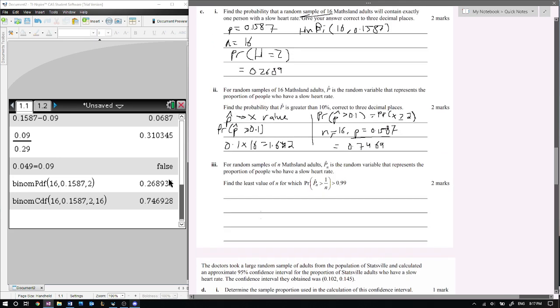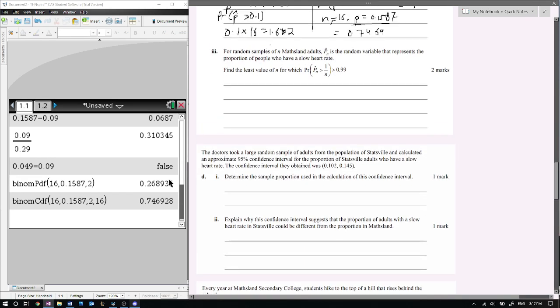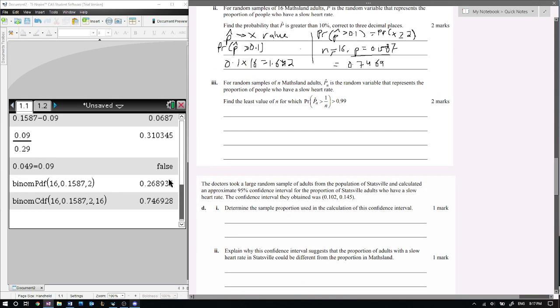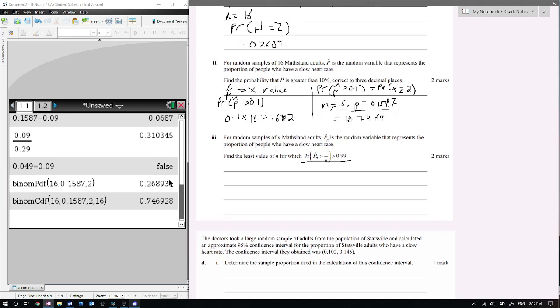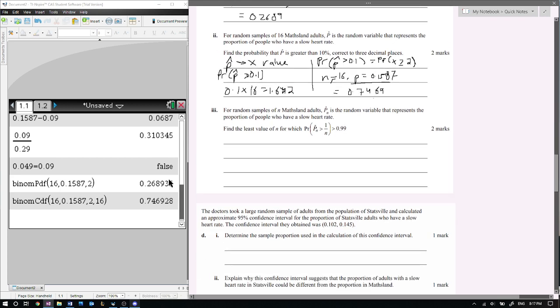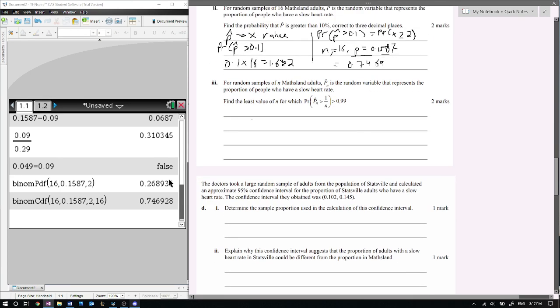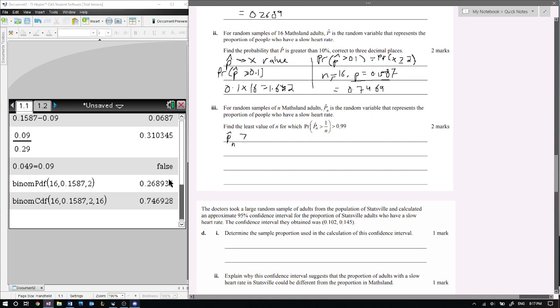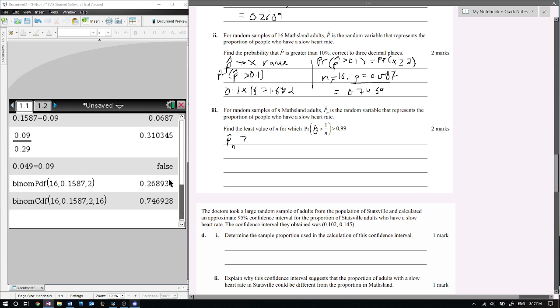Alright, moving on. For random samples of n Mathsland adults, P n is a random variable that represents the proportion of people who have a slow heart rate. It gives you this very scary looking equation here, and I actually think this is quite a hard question because you need to really think this through to understand it. So I'll go through it now. So the probability of the proportion of n, this is saying that you don't know n, is greater than 1 over n, is greater than 0.99.